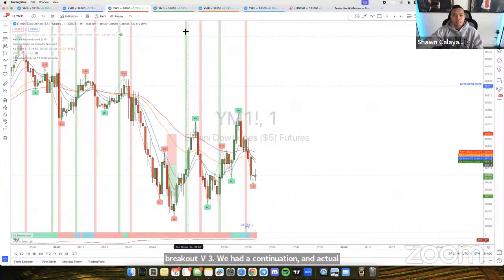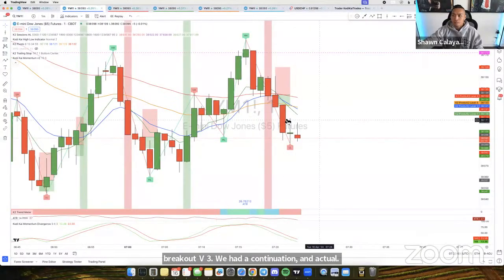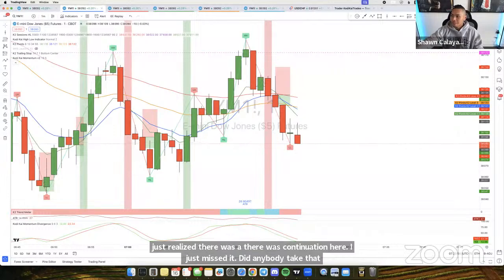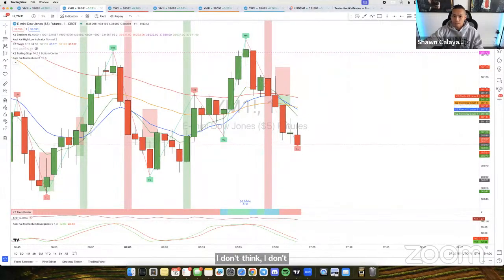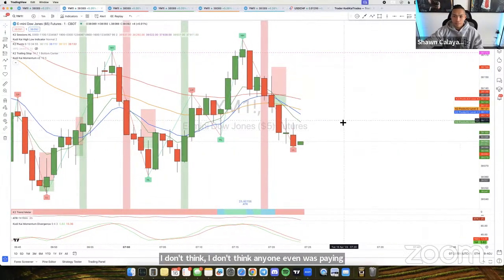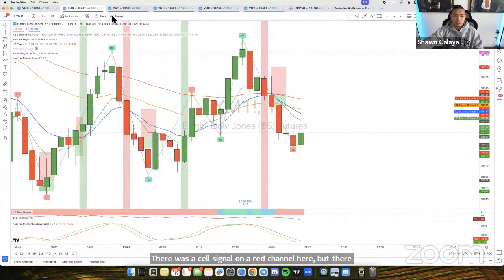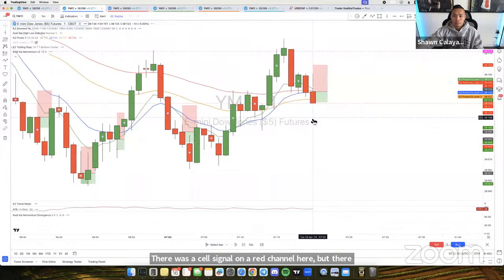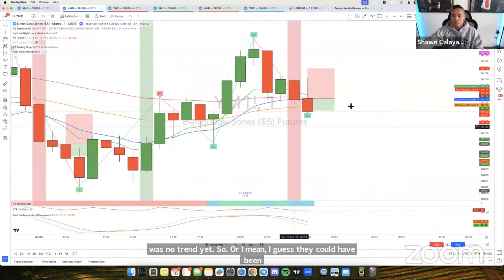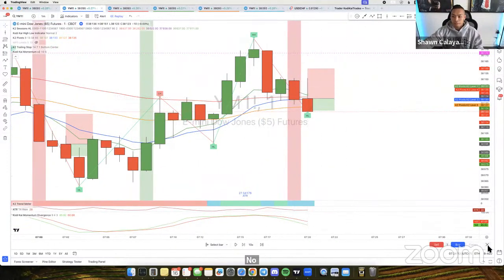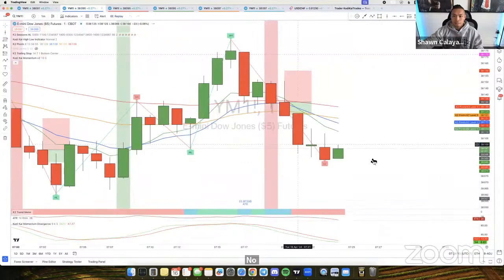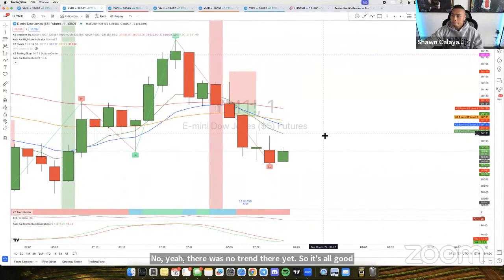I just realized there was a continuation here. I just missed it. Did anybody take that? I don't think anyone was even paying attention to it. Oh, because there's no trend. Sorry, never mind, I take that back. There was a sell signal and a red candle here, but there was no trend yet. Or I guess there could have been. No, yeah, there was no trend there yet. So it's all good. We didn't miss the breakout V3.